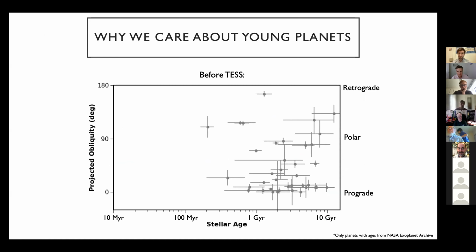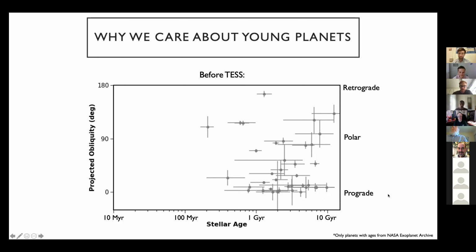Let's just look before NASA's TESS satellite launched, at all the planets that were discovered before that. This is what the graph looks like. We would expect well-aligned or prograde planets to show up down near the bottom of this graph, polar planets in the middle, and retrograde planets at the top. And we can see that there are a lot of misaligned planets.